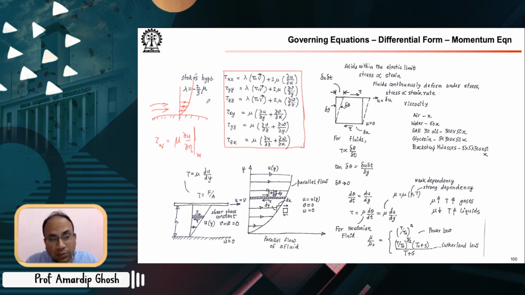So for that class of problems, the parallel flow problems, you can say the shear stress for Newtonian fluids is given by a product of this coefficient of viscosity and the gradient of velocity in the wall normal direction. However, these are the more generic forms.